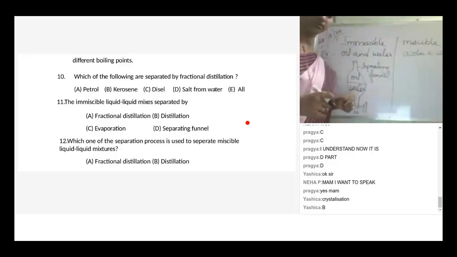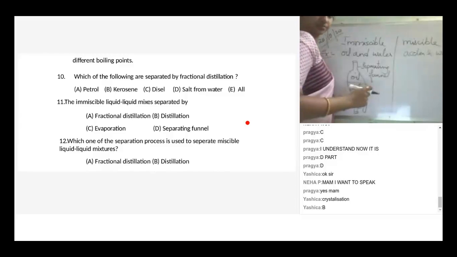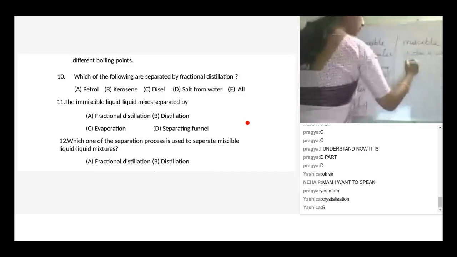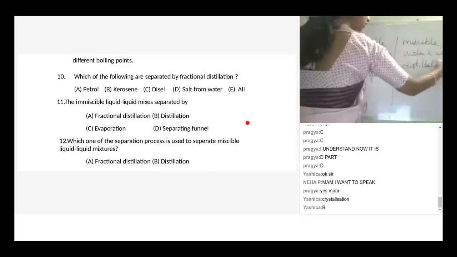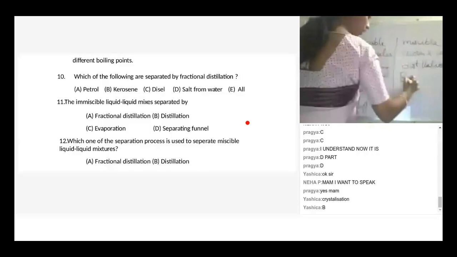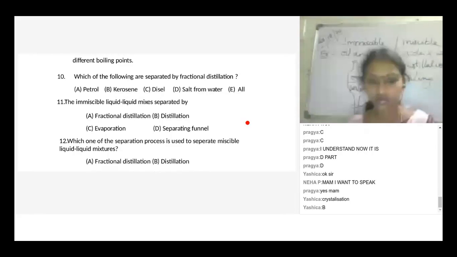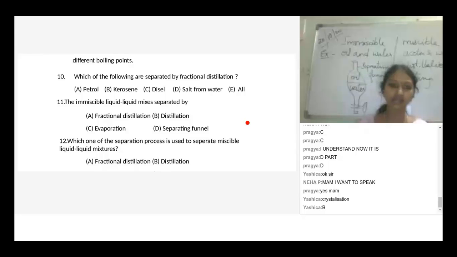Yes, I want to answer. This is distillation. This is because they are completely dissolved, based on boiling point. This can be distillation. Any doubts? So tell me the answer.